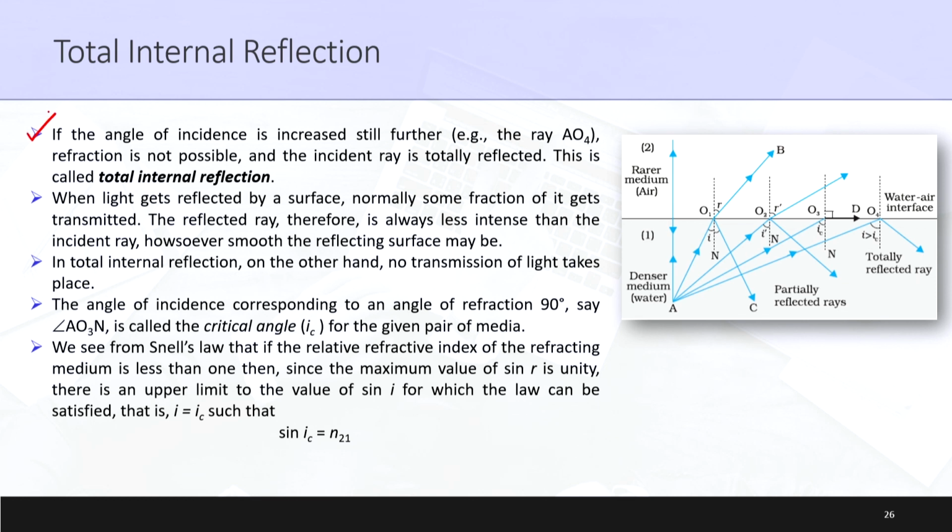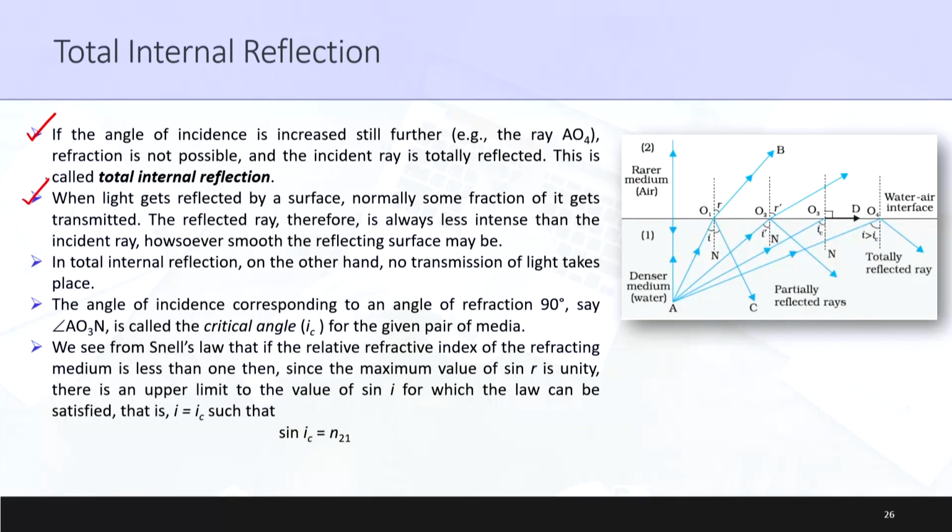Next, when light gets reflected by a surface, normally some fraction of it gets transmitted, quite evident, as you can see in this portion here. The reflected ray therefore is always less intense than the incident ray, howsoever smooth the reflecting surface may be. However smooth the reflecting surface may be, there is always a leakage of intensity when reflection happens at a surface. Again, a very theoretical portion here, nothing else.